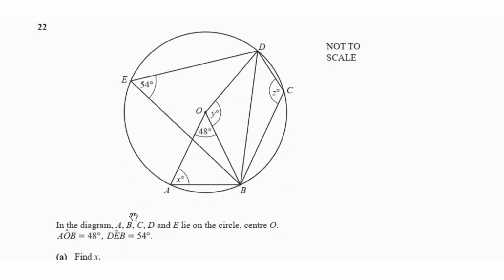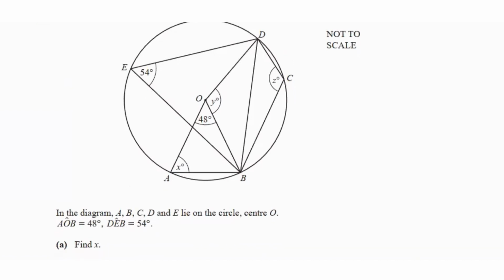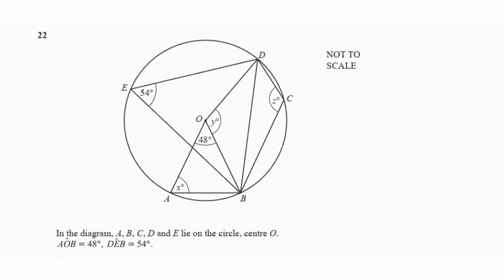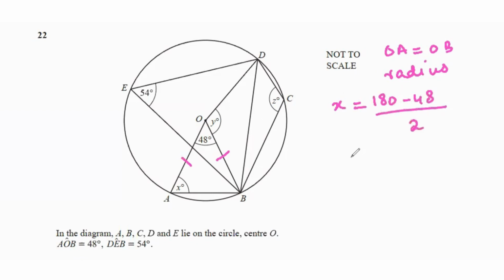Question 22 says in the diagram A, B, C, D, and E lie on the circle with center O. Angle AOB is 48, angle DEB is 54. Find x. To find x, OA and OB are equal because they're radii. So it's an isosceles triangle. So we can do x equals 180 minus 48, divided by 2. And that is going to give us 66.